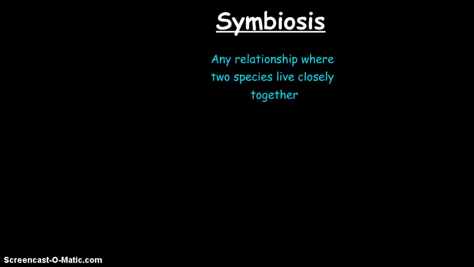The third relationship is called symbiosis, and symbiosis has many different branches. What symbiosis itself means is it's any relationship where two species live closely together, and that happens in various forms. But we're talking about two species living so closely together that they're going to interact with each other really often. Now you'll recognize these names. There's three that I'm going to talk about that we refer to quite often.